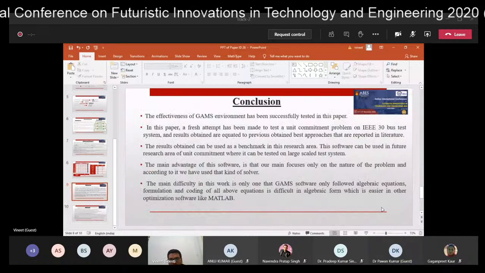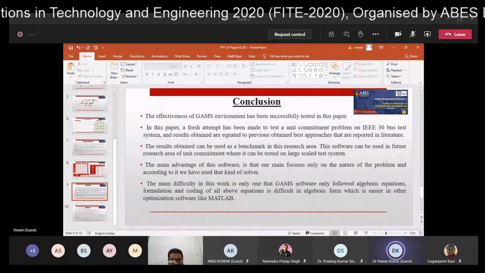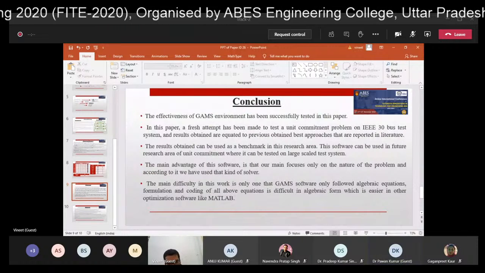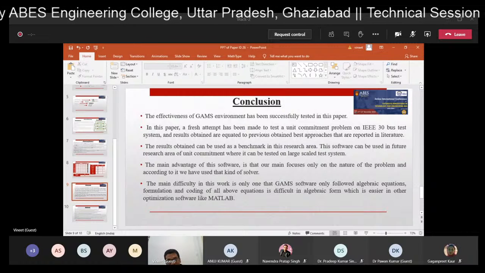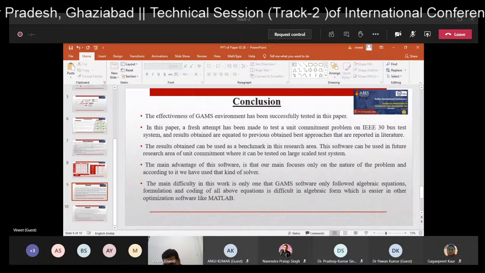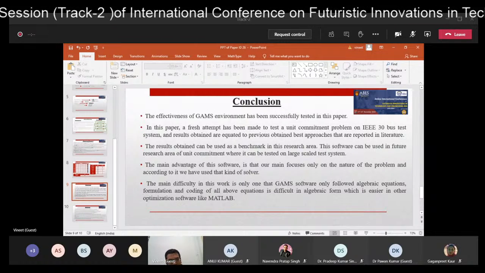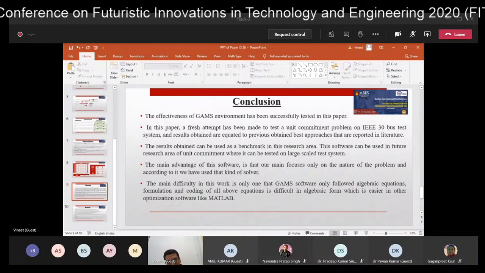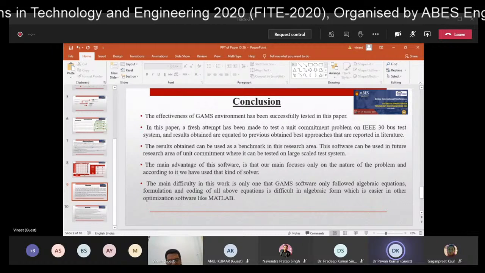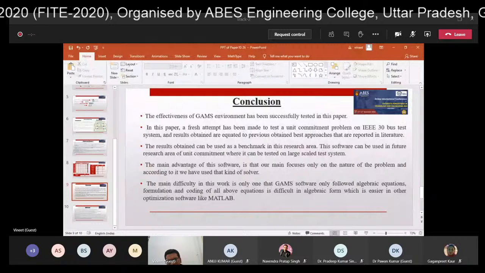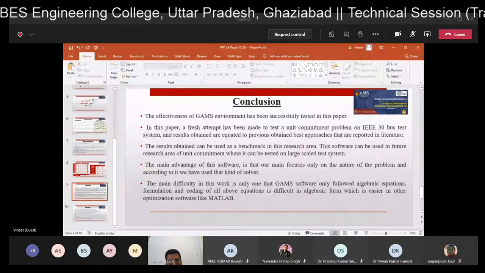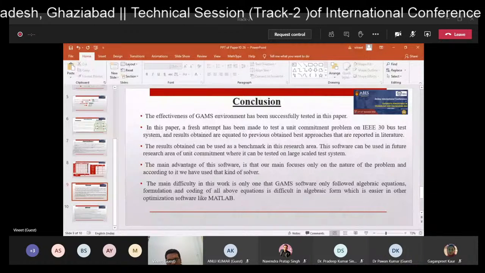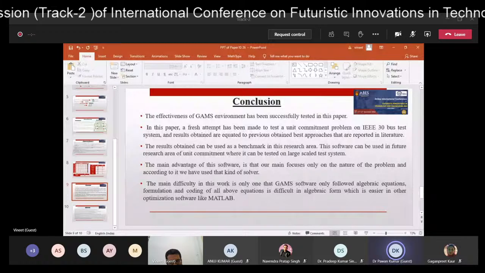So the basic conclusion of this paper is that the effectiveness of this software has been successfully tested on the IEEE 30 bus system. This paper makes a fresh attempt to test the unit commitment problem. Simply, I have considered a cost-based unit commitment problem. In the future, you can also consider the profit-based unit commitment problem, or maybe consider some renewable energy sources in this.